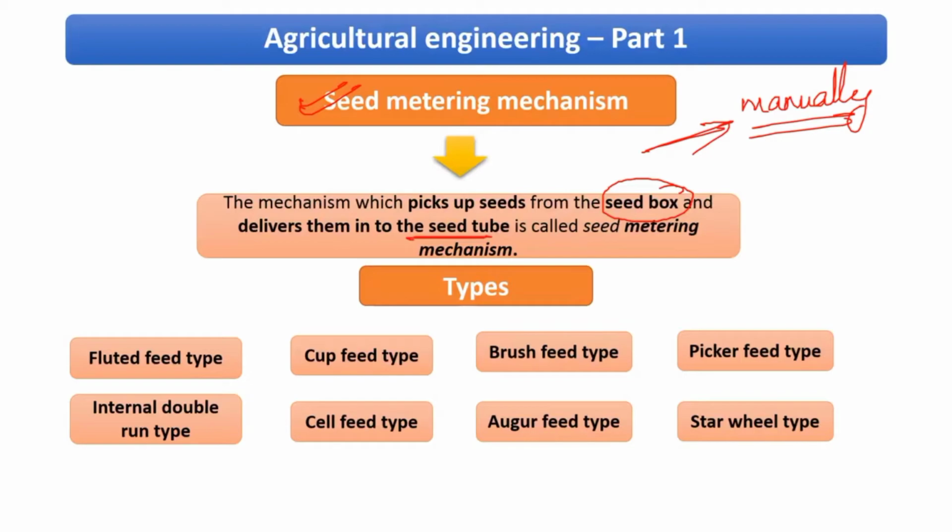This mechanism or equipment which picks up the seeds and delivers them to the seed tube can be fluted feed type, cup feed type, brush, picker, internal double run type, self feed type, auger feed, star wheel type, etc. So just know the names of these types. Do not try and dig into how each of these types would vary. It is a small part which helps to place the seeds in proper furrows.